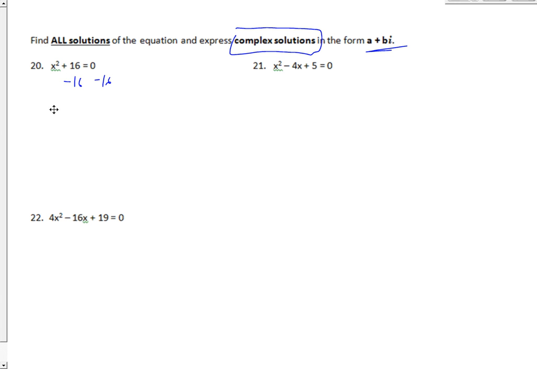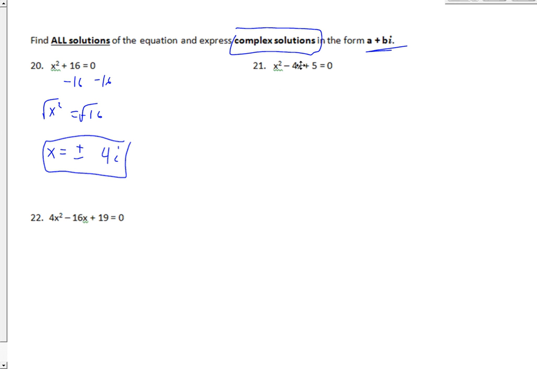So subtract 16, I get x squared equals negative 16. Take the square root. I will get x equals positive and negative the square root of negative 16. Since the square root of 16 is 4 and it's a negative, it's going to be 4i. So positive and negative 4i.